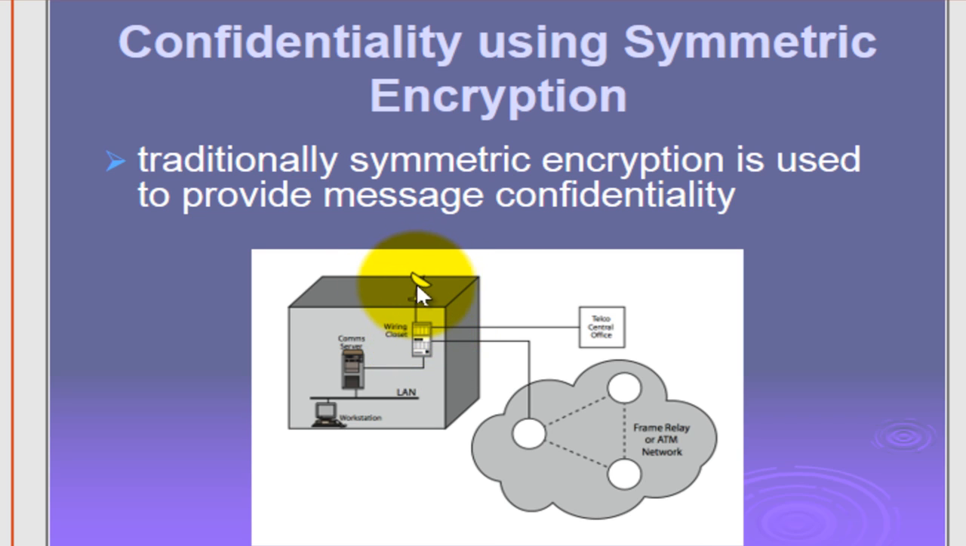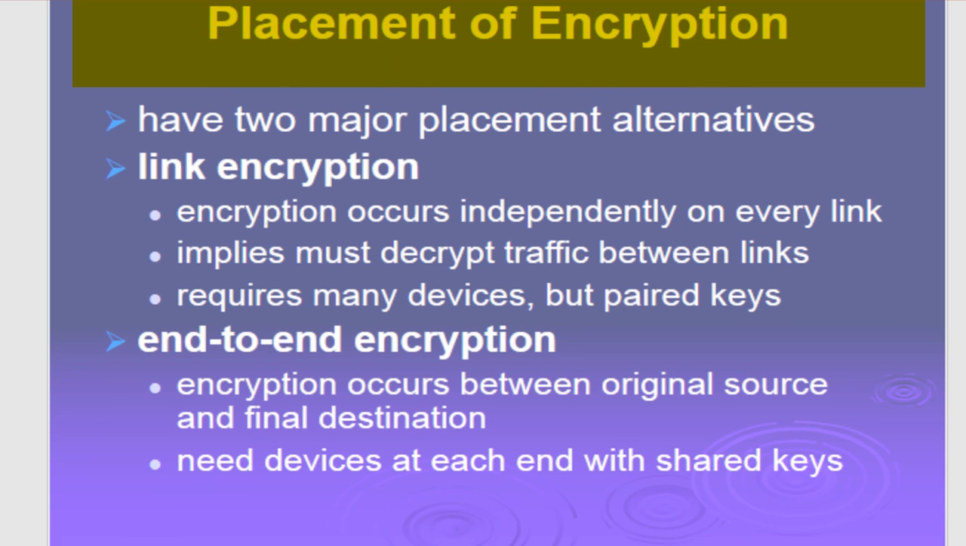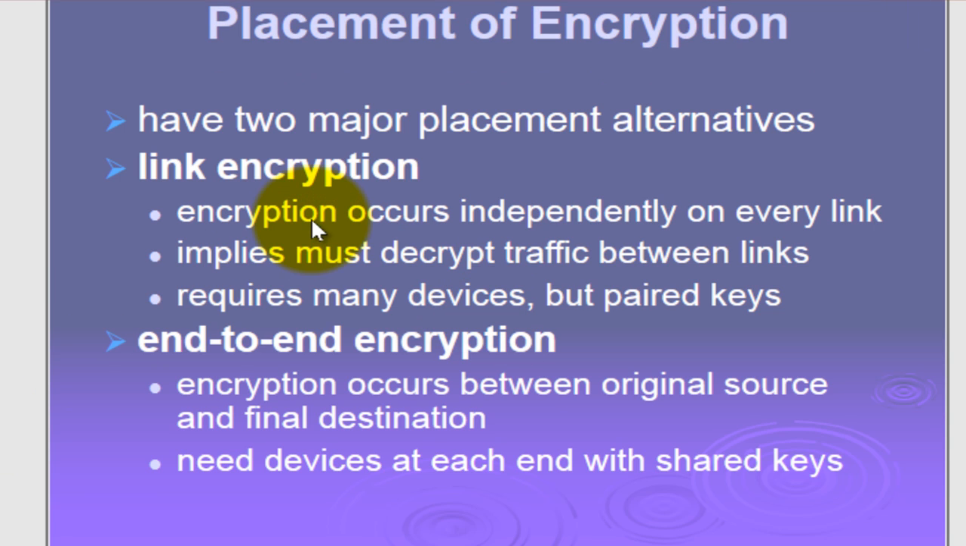There is also one more vulnerability: satellite links and radio satellite links. You need to place encryption on security devices there also. Like this you have to check where there is a vulnerability of having an attack, and place the encryption algorithm in those places. Basically we have two approaches in placing the encryption algorithms: link encryption and end-to-end encryption.